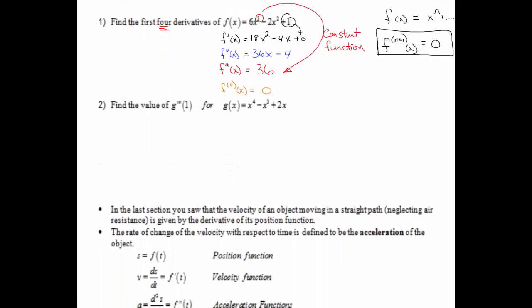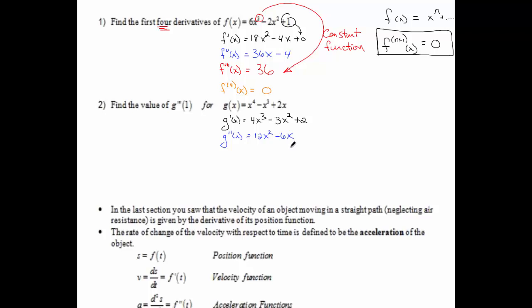Find the value of g double prime of 1, given that g of x equals x to the fourth minus x to the third minus 2x. So when we look at this, we have to start off taking our first derivative, or g prime of x equals 4x to the third minus 3x squared plus 2. Then we have to move on to the second derivative. So g double prime of x equals 12x squared minus 6x.